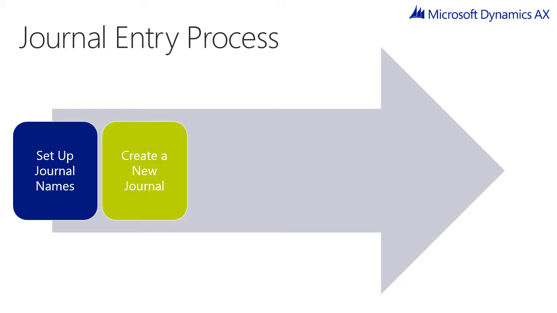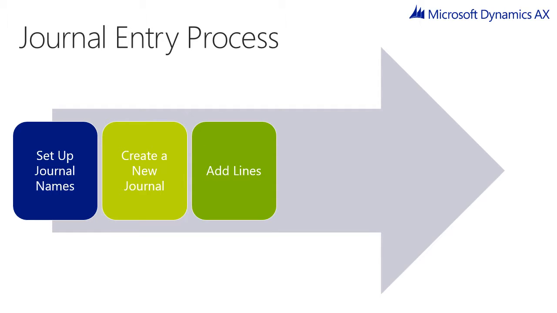Next, you can create a new journal. Many of the modules in AX use journals for entering transactions. In the General Ledger, you use journals for ledger postings. In Accounts Receivable, you use journals for payments. In Accounts Payable, you can use journals for invoices or payments. When you open a journal dialog box, you create a new journal by using the template that is associated with the journal type.